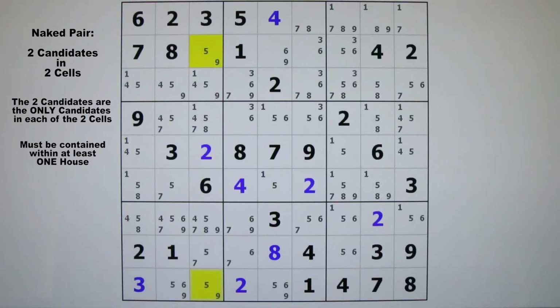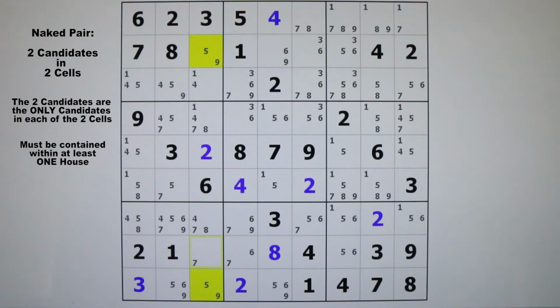Next puzzle, we have a naked pair of a 5 and a 9, and a 5 and a 9, in column 3. So there can be no other 5s or 9s in column 3. So we can eliminate that 5 and that 9. We can eliminate that 5, that 9, and that 5, which leaves a naked single there, but we're not worried about that right now.